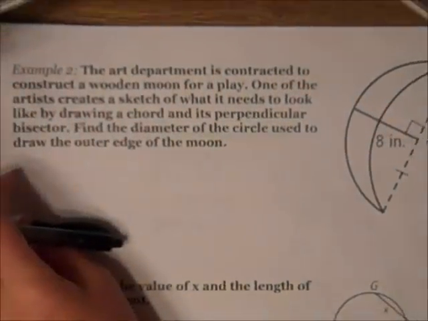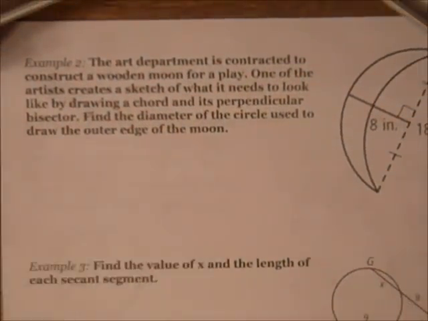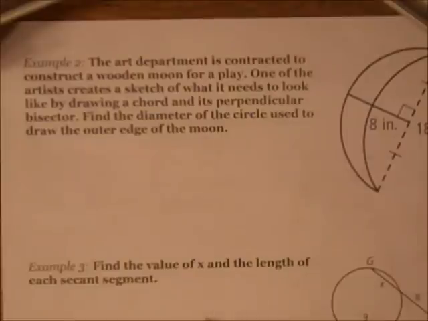I'm probably going to have to zoom out here. Alright, so the art department is contracted to construct a wooden moon for a play, and one of the artists creates a sketch of what it needs to look like by drawing a chord and its perpendicular bisector. Find the diameter of the circle used to draw the outer edge of the moon.